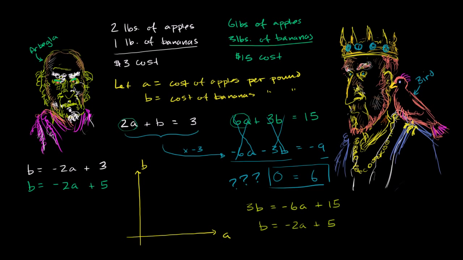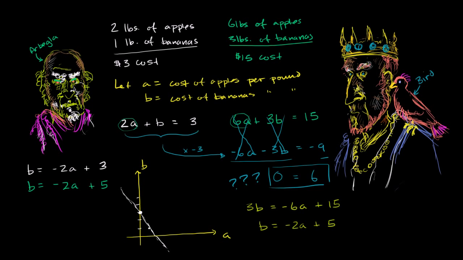And this first equation has a b-intercept of positive 3. So let's see, 1, 2, 3, 4, 5. The first one has a b-intercept of positive 3, and then has a slope of negative 2. So you go to the right one, you go down 2. Go to the right one, you go down 2. So the line looks something like this. I'm trying my best to draw it straight. So it looks something like that.